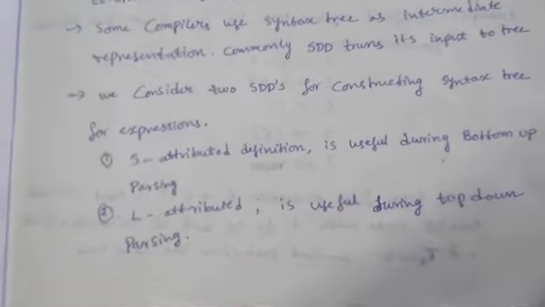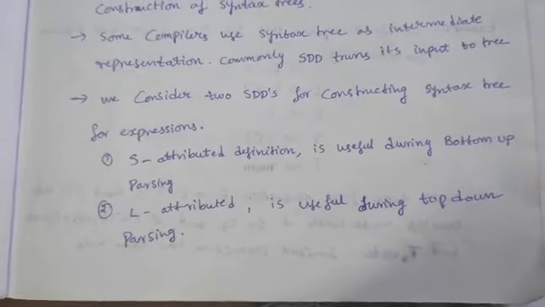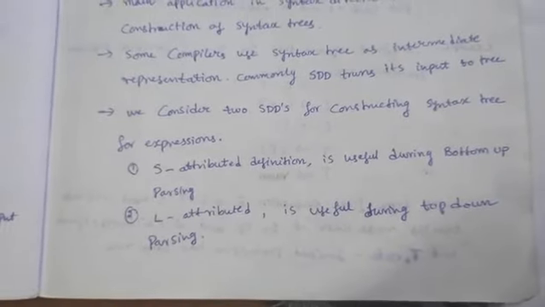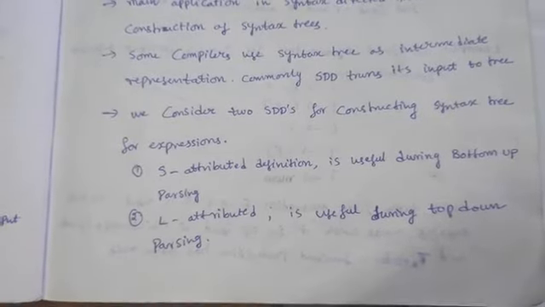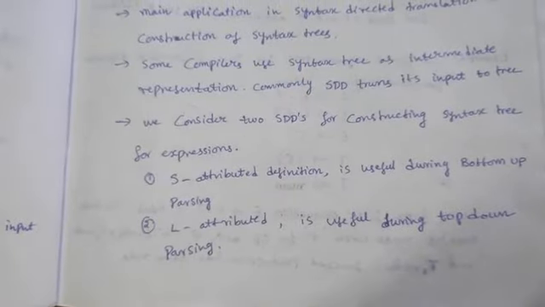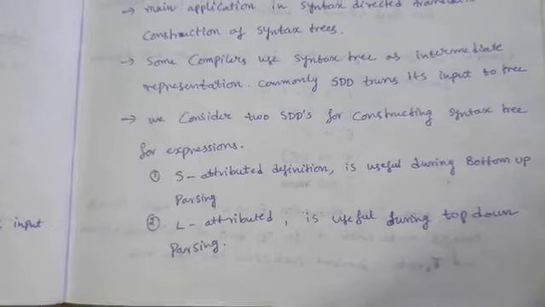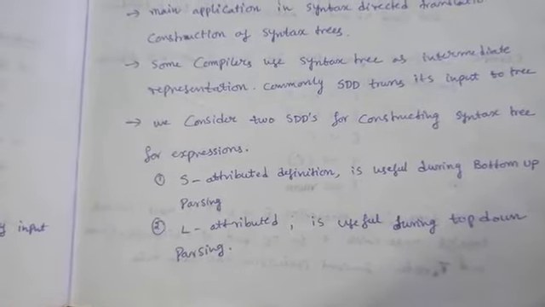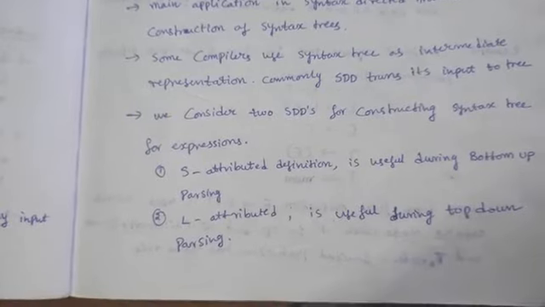In the top down approach we start from the root element and go to the leaf element. Like that, values are also passing from the root element in a downward direction. Data is flowing in the downward direction, so their attributes are all inherited attributes. That's the reason this is called an L attributed definition.